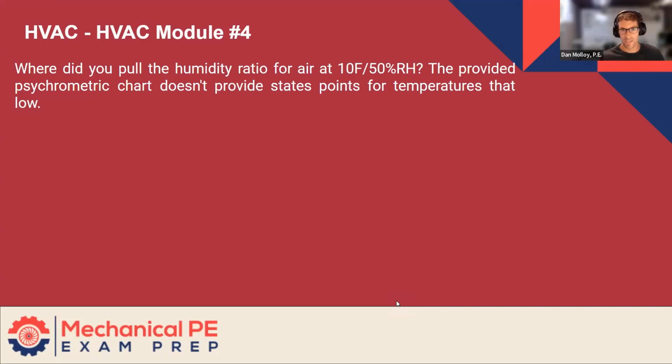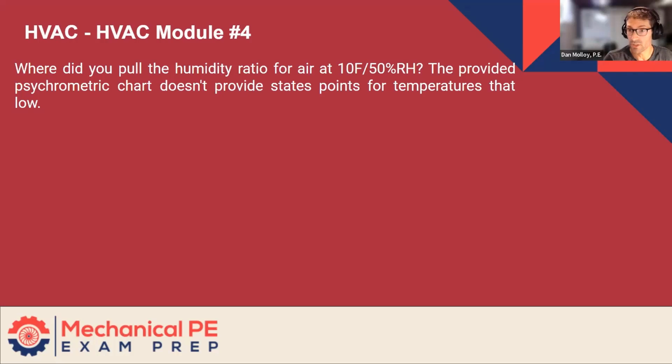All right, next up, HVAC 4. Where did you pull the humidity ratio for air at 10 degrees and 50% RH? The provided psychrometric chart does not provide state points for temperatures that low. That is true. We used to have it in the old days in the mechanical engineering reference manual, but we do not have a low temperature psychrometric chart in the reference handbook.